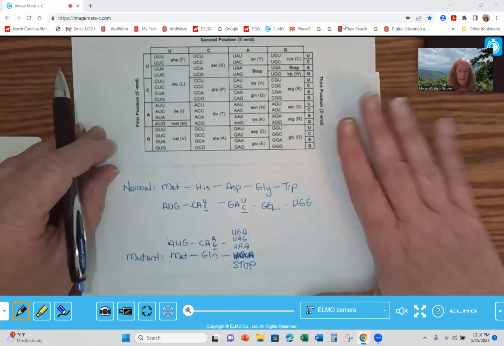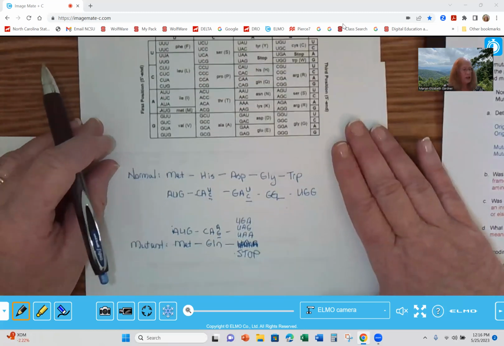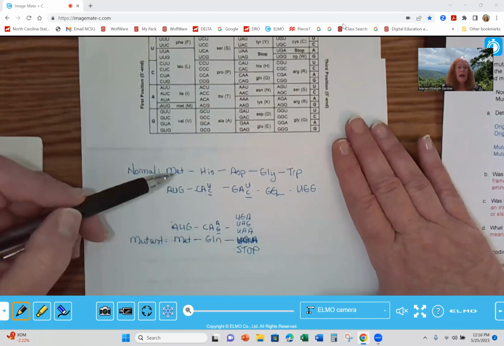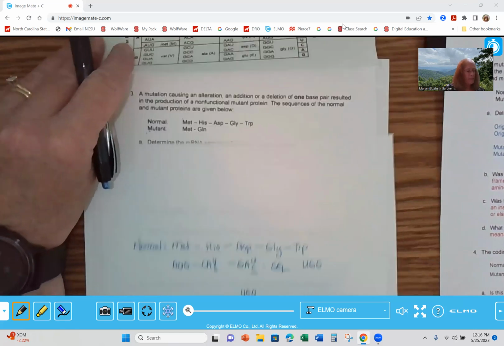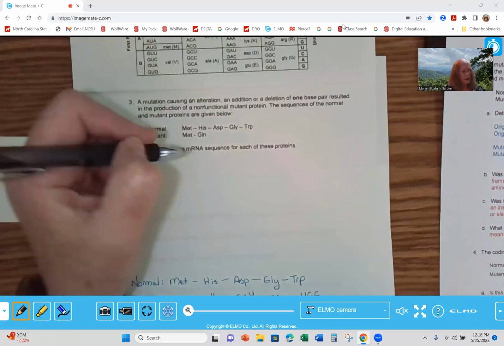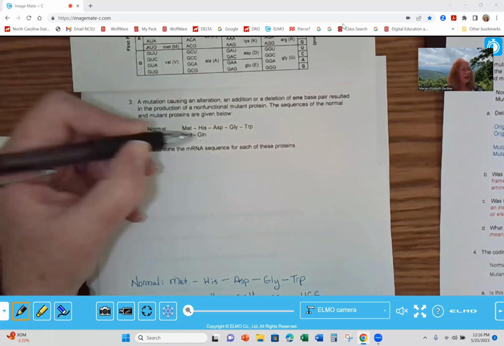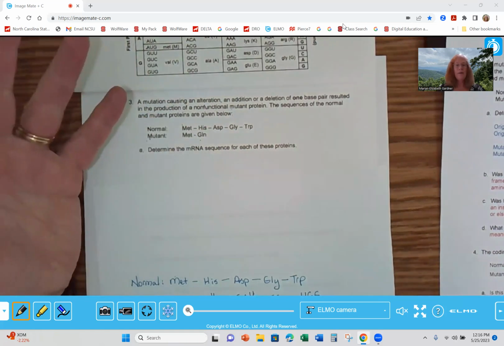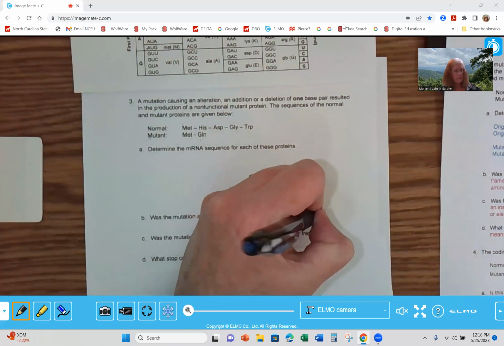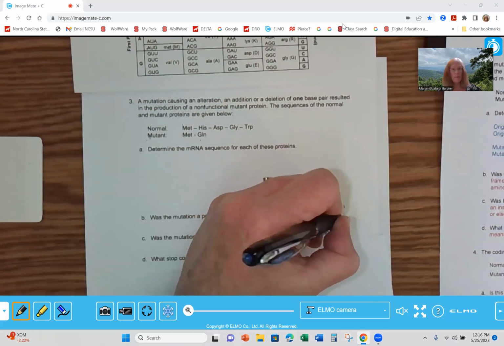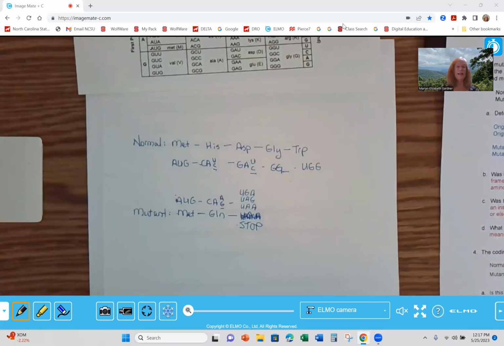So then it asks, I'm looking at the questions here, was the mutation a point mutation or a frame shift? Now, just by looking at the sequence of this protein, we can actually figure that out. By looking at this protein sequence, this one stopped early and there was a difference in the second amino acid here. So that's two things going wrong, which means this had to be a frame shift mutation. Now we need to figure out, was it an insertion or a deletion?